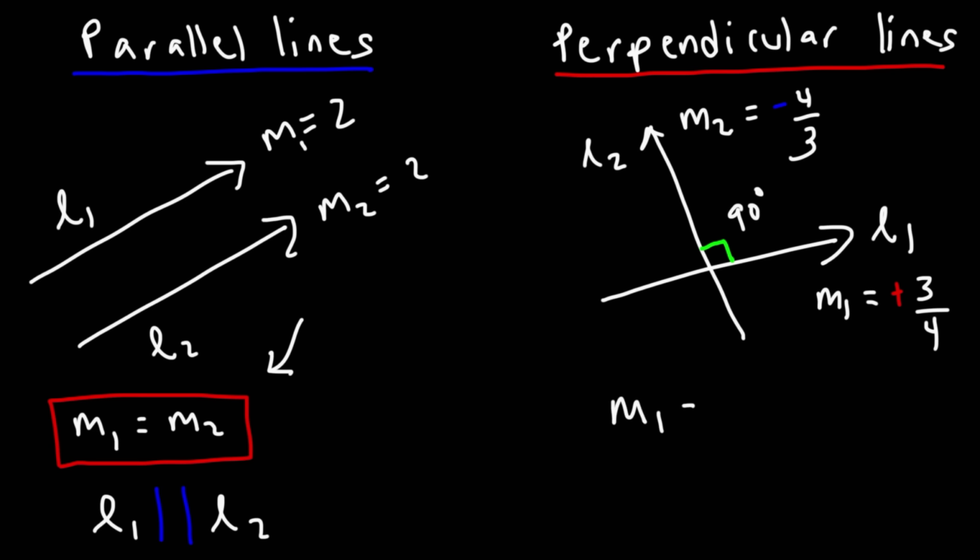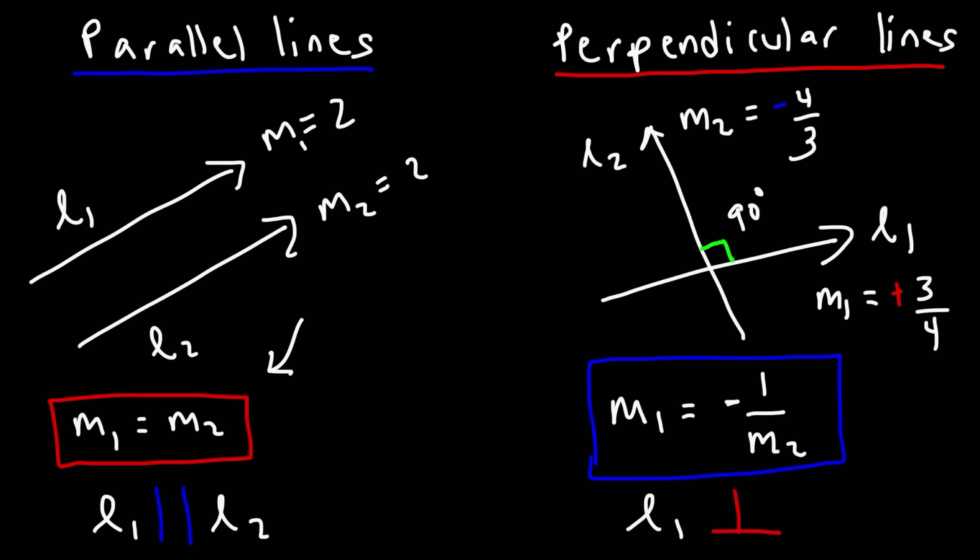So m1 is going to be -1/m2. That's the relationship between the slopes of two perpendicular lines. So we could say L1 is perpendicular to L2. This is the symbol for perpendicular. You can see these two lines meet at right angles. So that's how you can describe two perpendicular lines. Remember, the slopes are negative reciprocals of each other.